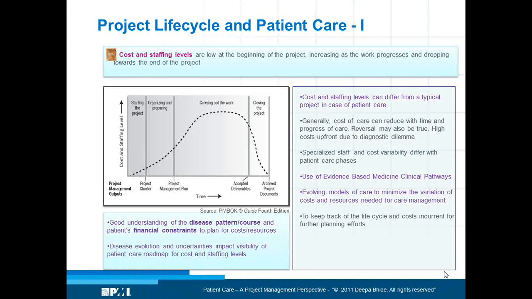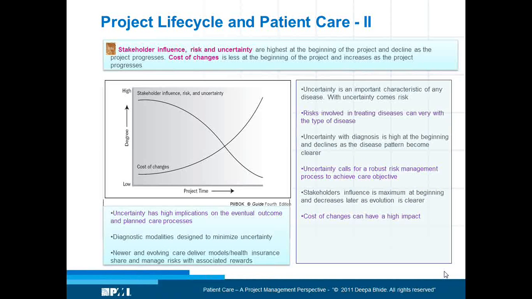A good understanding of the disease, risks involved, its pattern, and its complication outcomes can help plan cost and resources upfront and minimize variations across the care continuum. As we have seen earlier, identifying stakeholders and understanding their influence in the care process is an important entity in developing the patient's care plan.